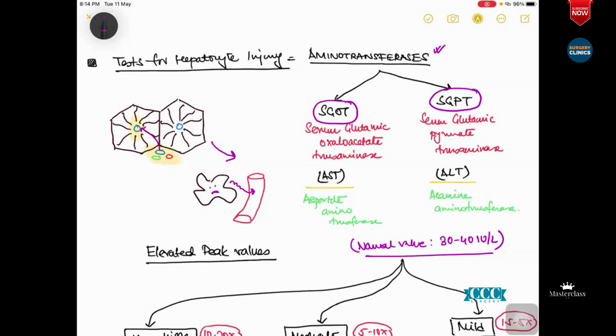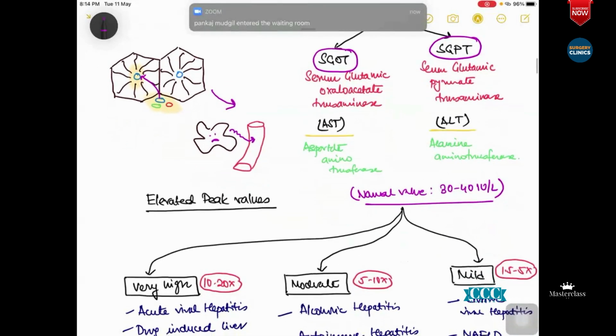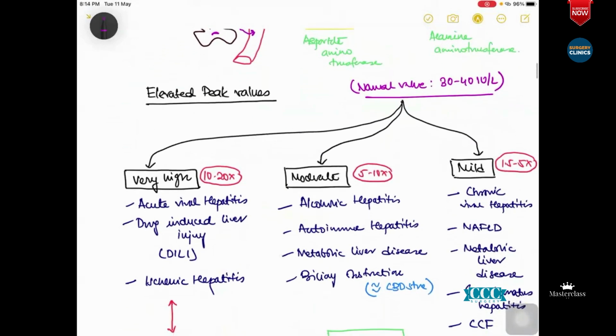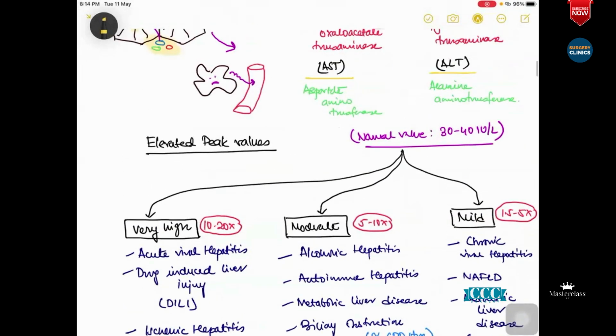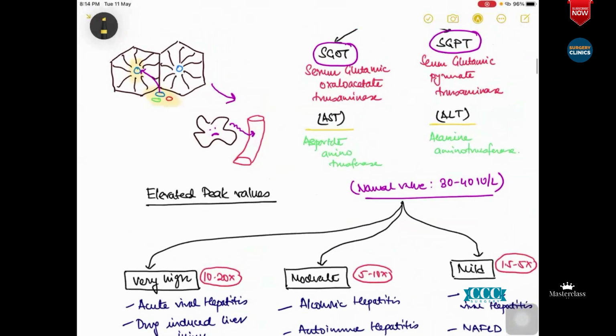Now the other enzyme is called SGPT, serum glutamic pyruvate transaminase. It is also known as ALT, or alanine transaminase, or alanine aminotransferase. The normal value of these is around 30 to 40 international units per liter. And you will have these enzymes raised.